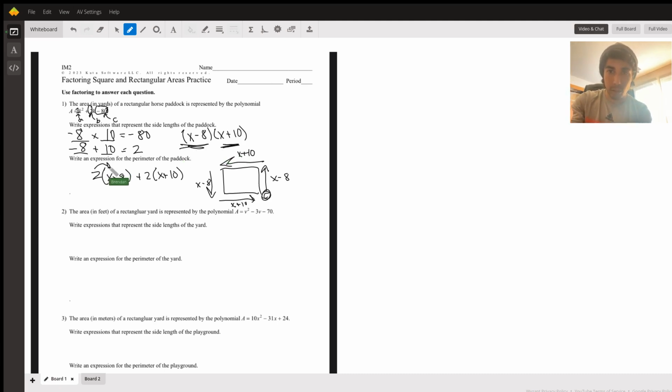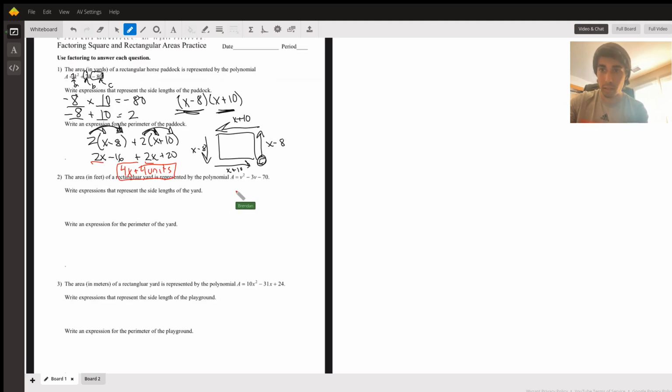All right, so let's distribute the 2 and add these together. So 2 times x is 2x. 2 times negative 8 is negative 16. And then we're going to add 2 times x is 2x, and 2 times 10 is 20. Combine like terms. So we've got 2x and 2x, that makes 4x. And then negative 16 plus 20 makes 4. So 4x plus 4 units would be the distance all the way around.